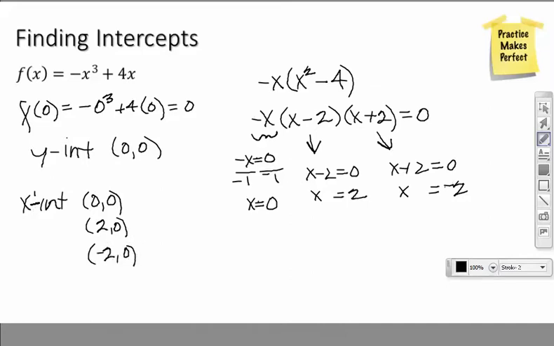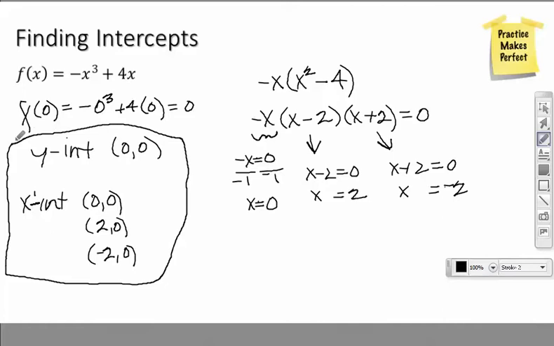So those are my x and y intercepts. I should have just drawn a box. But anyway, that's what your answer needs to be. And, you know, I'm always asking you to show your work. And everything I wrote up there is showing your work.